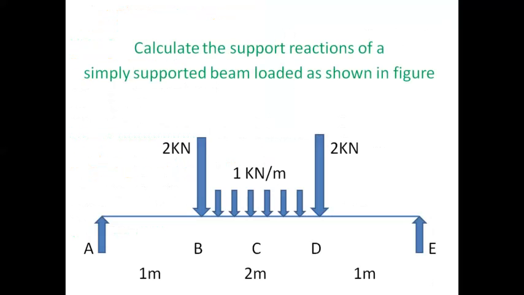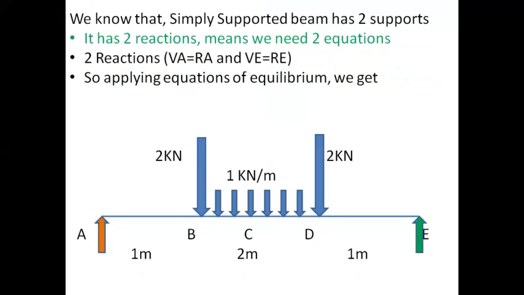Similarly we also seen the second example, means support reactions of a simply supported beam. Again it is a simply supported beam, means one side we have hinge support, another side we have roller support, but as no horizontal external force is present, horizontal reaction is absent. Therefore we have only two unknowns, means two reactions, that is VA and VE. So two unknowns means we need two equations. Whenever two unknowns are present, we have a total of three equations available: summation Fx, summation Fy, and summation moment.